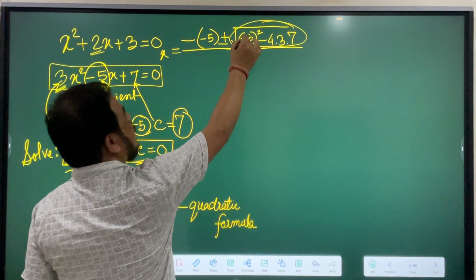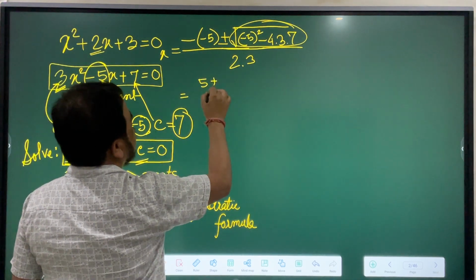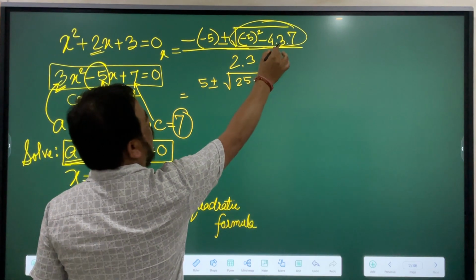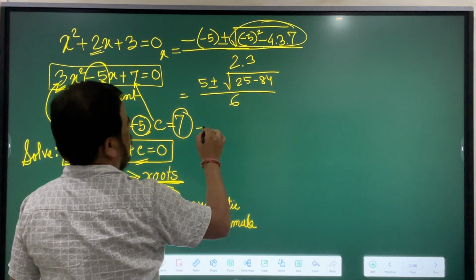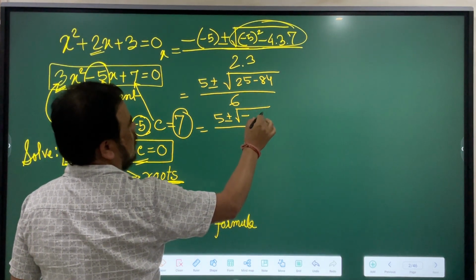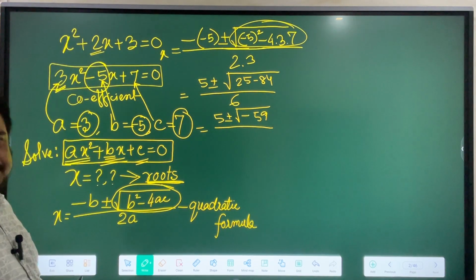So you can do the calculation very easily. But if we get a negative number here, then only we will get a negative number. You look here, minus 5 whole square is 25. 4 into 3 is 12. 12 into 7 is 84. 2 into 3 is 6. So 25 minus 84, here we have got minus 59. So now we have a problem.